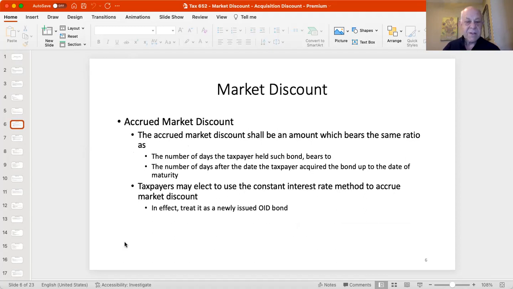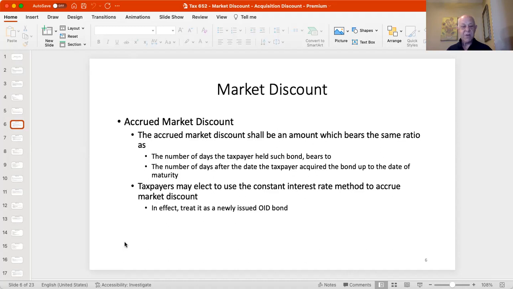And then the rule is when you accrue your market discount, do it on a straight line basis. Now in the code, they say the number of days that they've held the bond bears to the number of days from the date that the taxpayer acquires the bond to maturity. For our purposes, we can use months if that's easier. We can use years if I make an example and I have it exactly in years. You don't have to do days for our course. In real life, you would do days because that's what the rule is. And the difference is going to be minuscule to the extent there is a difference.